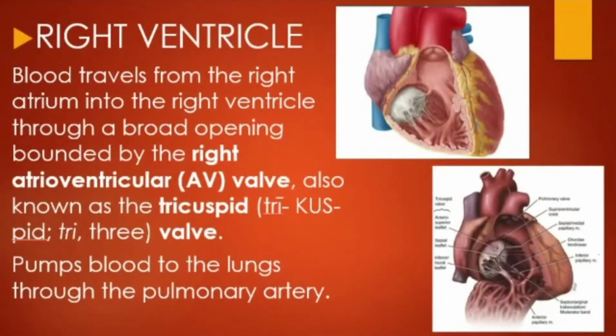Second one is the right ventricle. Blood travels from the right atrium into the right ventricle through a broad opening bounded by the right atrioventricular (AV) valve, also known as the tricuspid valve. It also pumps blood to the lungs through the pulmonary artery.